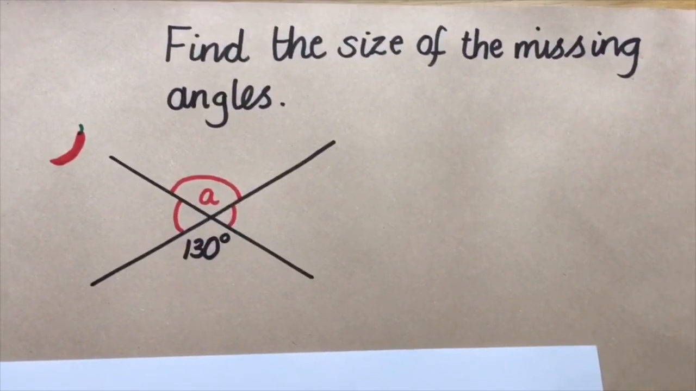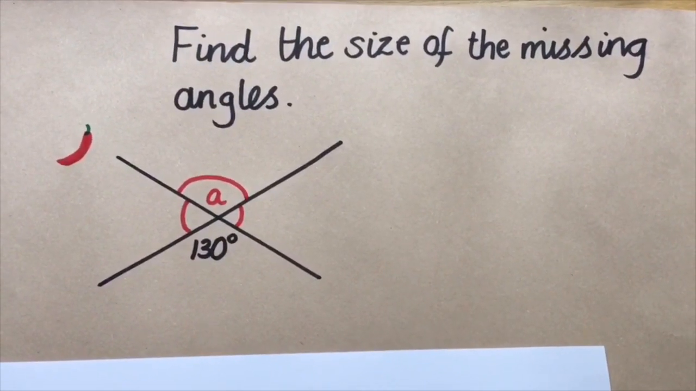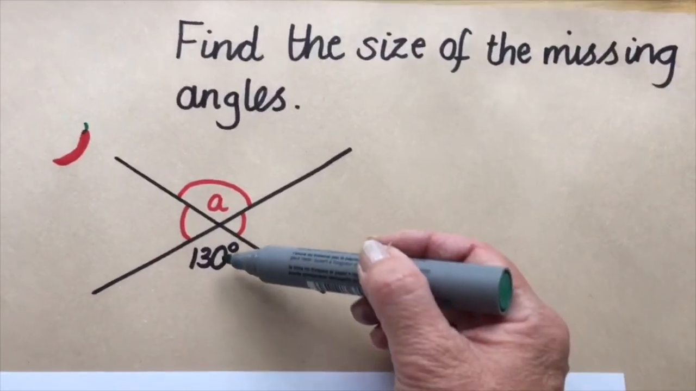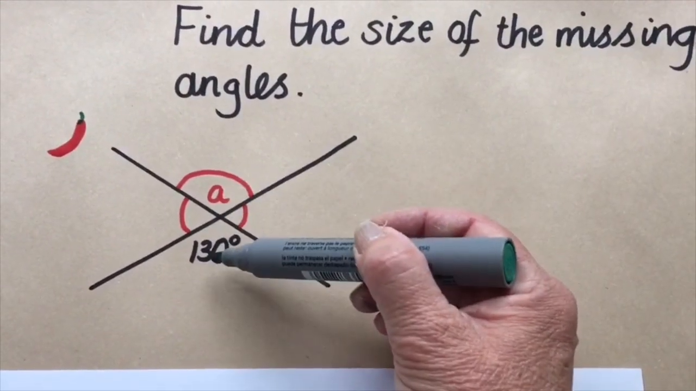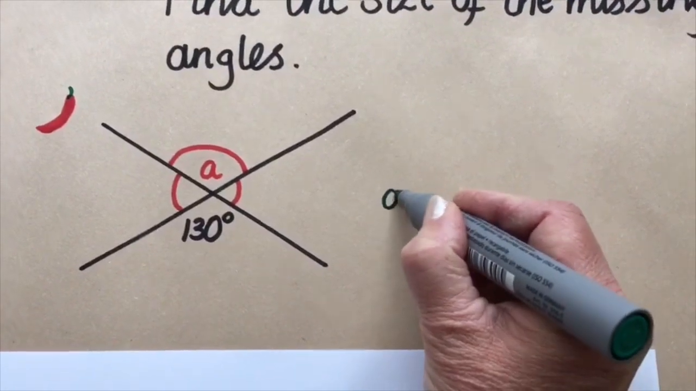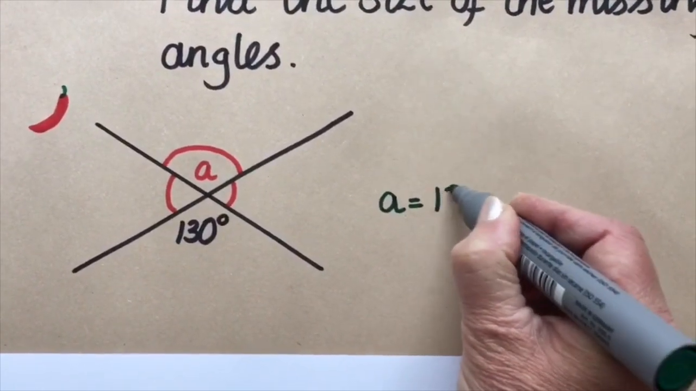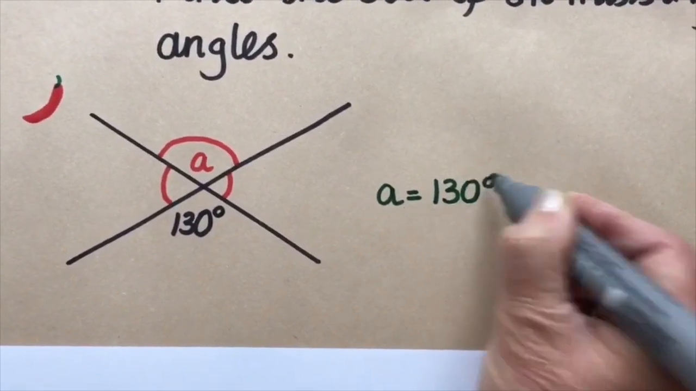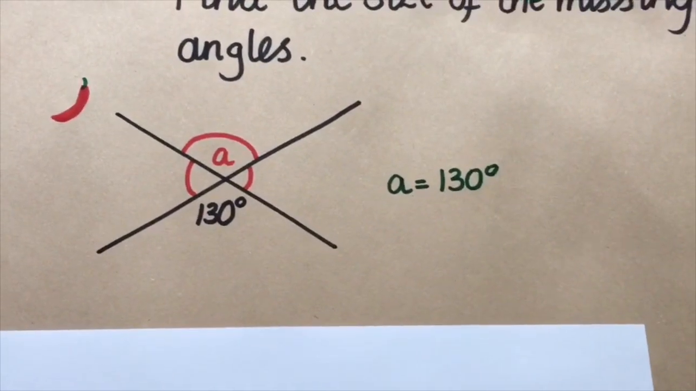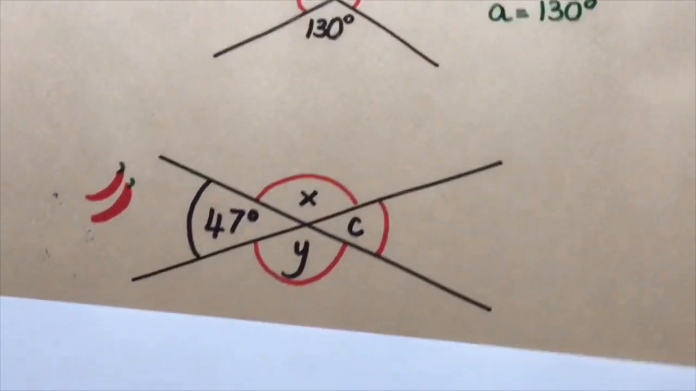So for this one I've got to find missing angle A. Well, I know that vertically opposite angles are equal, so I know that A equals 130 degrees. Nice and easy, that one. Let's have a look at a Chile 2 challenge.